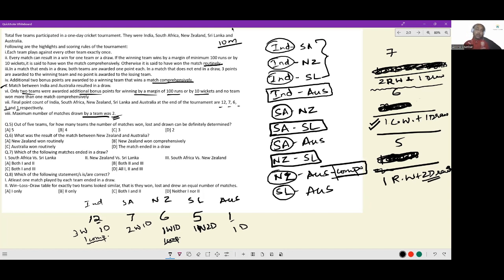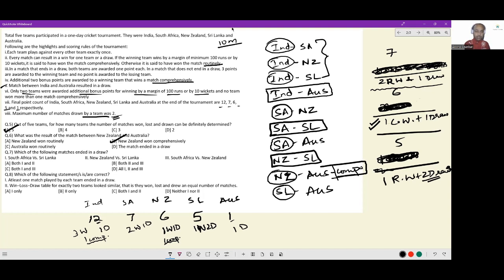Out of the 5 teams, for how many teams the number of matches won, lost, and drawn can be definitely determined? It can be determined for all 5 teams. For all 5 teams, we have the precise outcomes. What was the result of the match between New Zealand and Australia? New Zealand won routinely. New Zealand won comprehensively. Australia won routinely. The match ended in a draw. The answer is New Zealand won comprehensively.